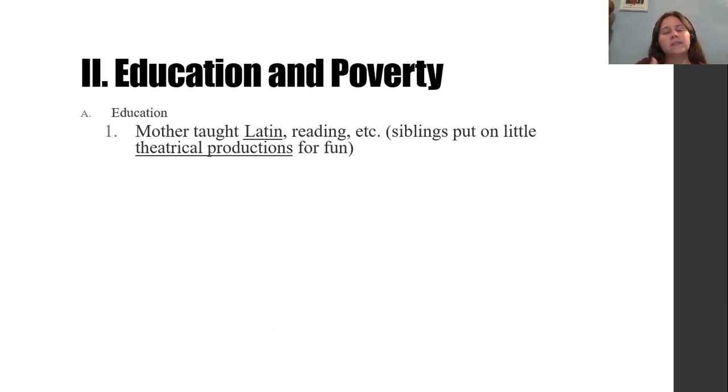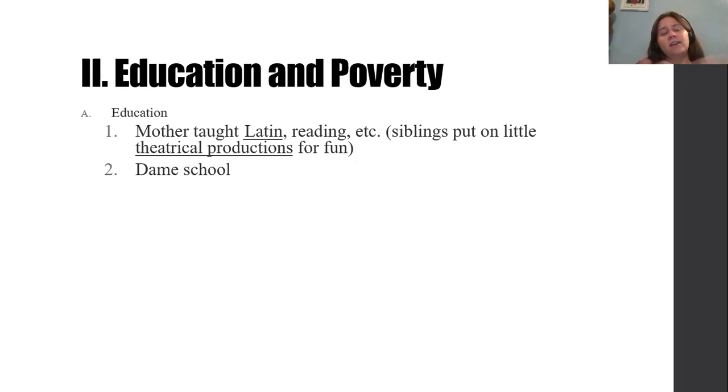And then the siblings, the way they would entertain themselves is they would put on theatrical productions for fun. So, I know Miss Keys is really big on having you all do video projects and things like that. That was kind of their way of entertaining themselves, only they didn't have iPhones to record themselves.